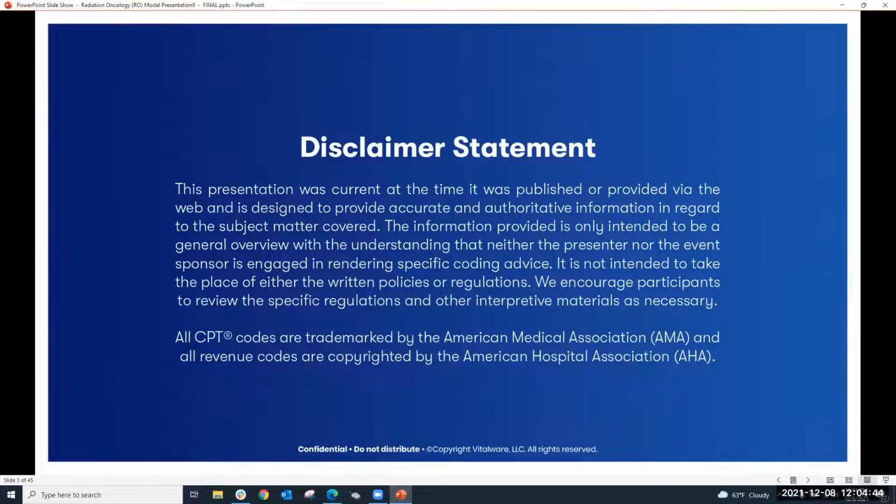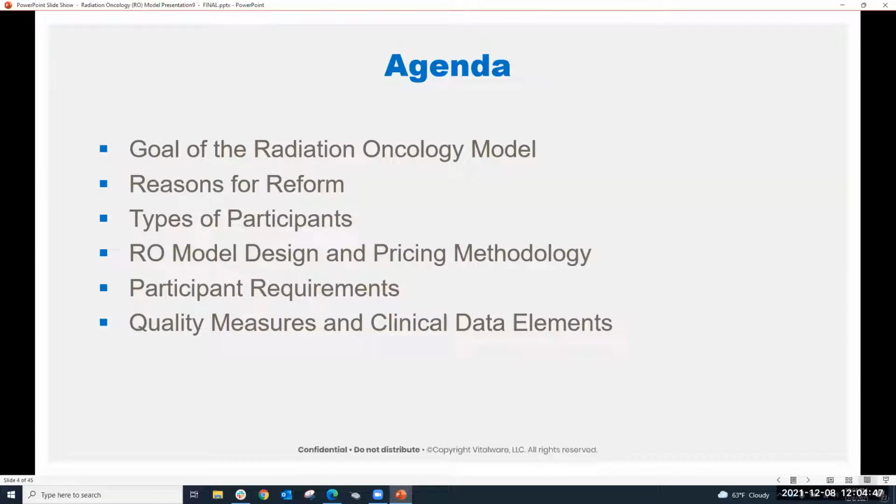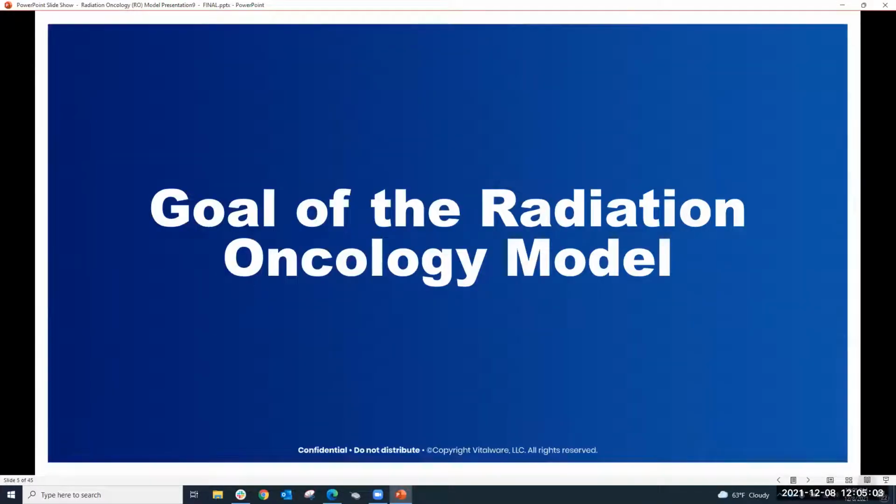So on our agenda today, we have the goal of the radiation oncology model, the reasons for reform, types of participants, RO model design and pricing methodology, participant requirements, and quality measures and clinical data elements. So let's jump into the goal of the radiation oncology model.